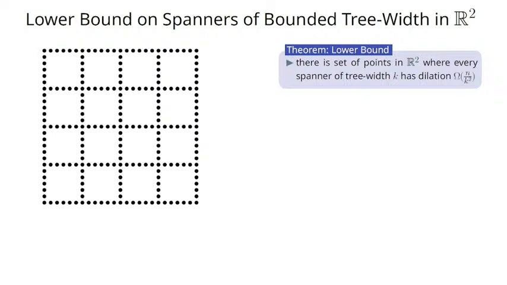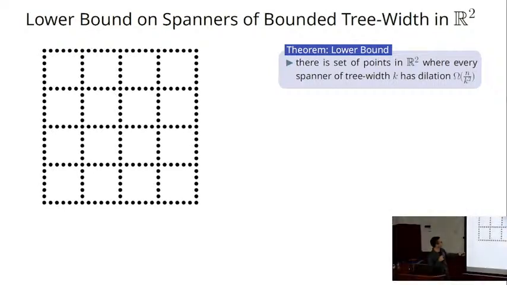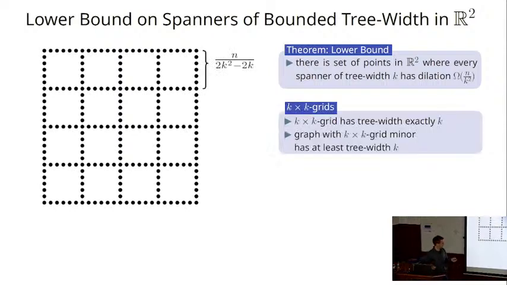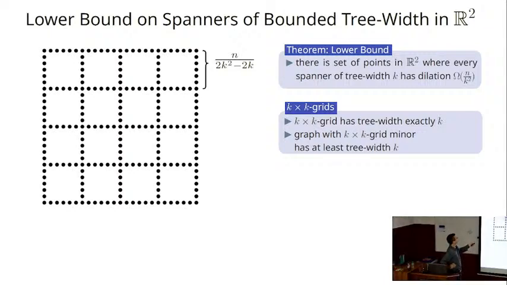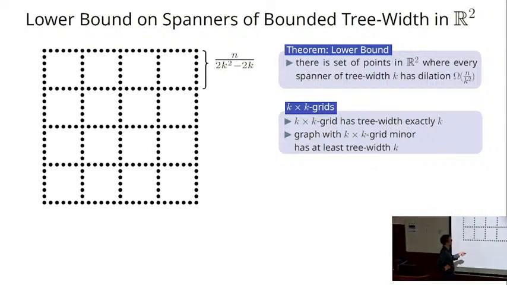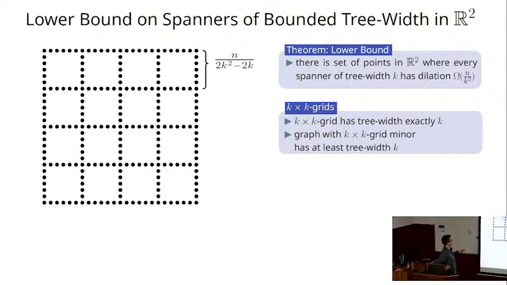So tree width k. If you want to have tree width k, you will have dilation n divided by k squared. And the idea is that you essentially have a k by k underlying grid here. So overall you get n points. And the k by k grid has tree width k. So if we can argue that any spanner which has a smaller dilation than this would necessarily have this k by k grid as a minor, then we would know that it has to have tree width k.